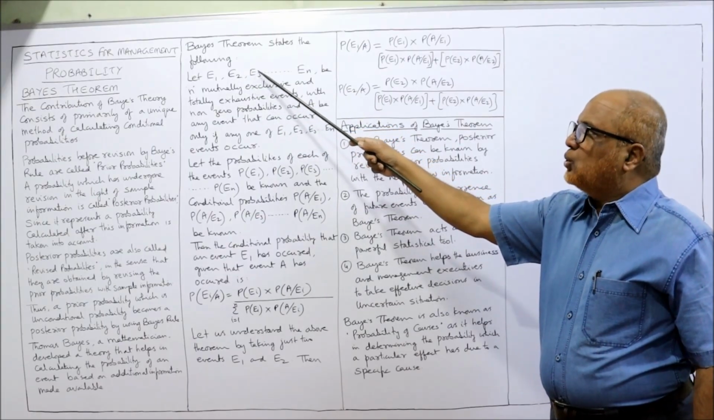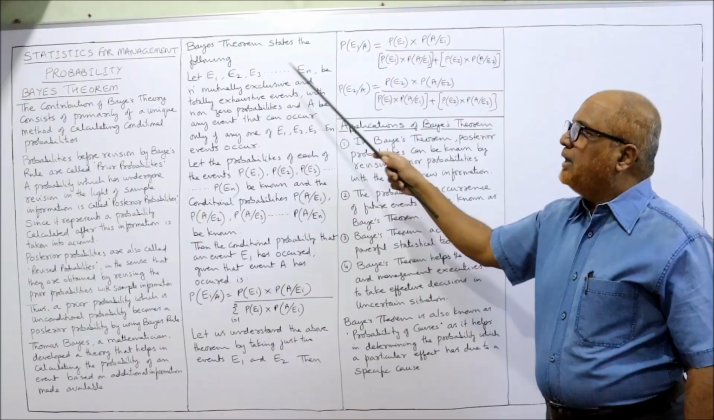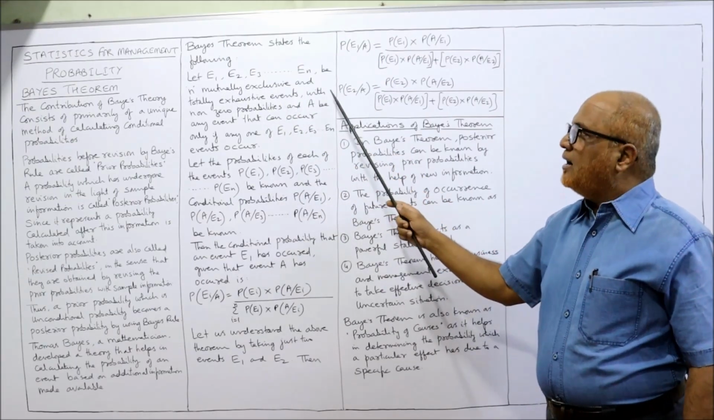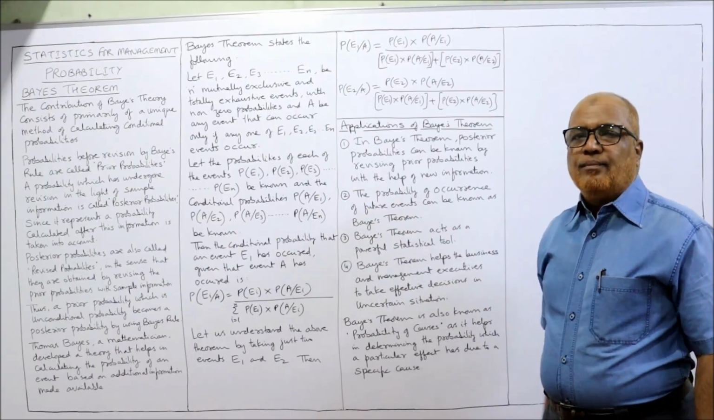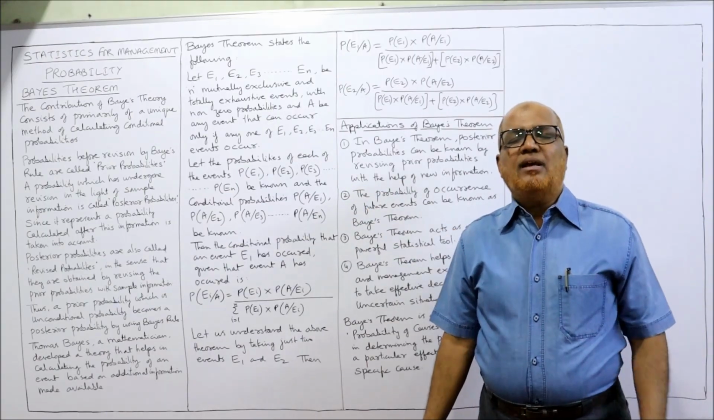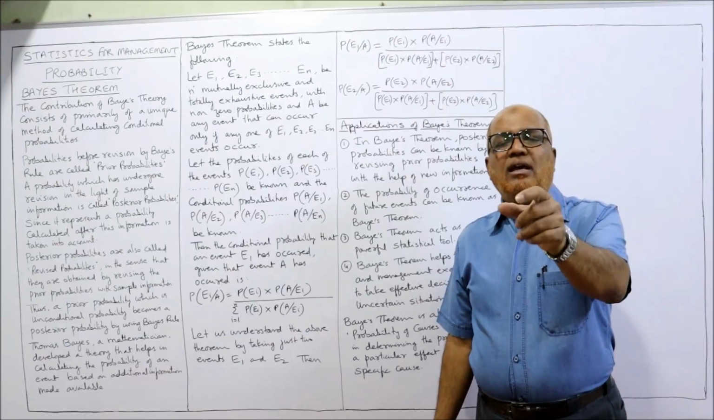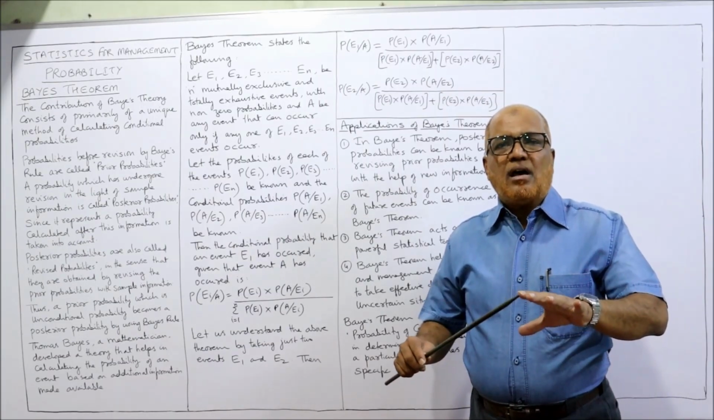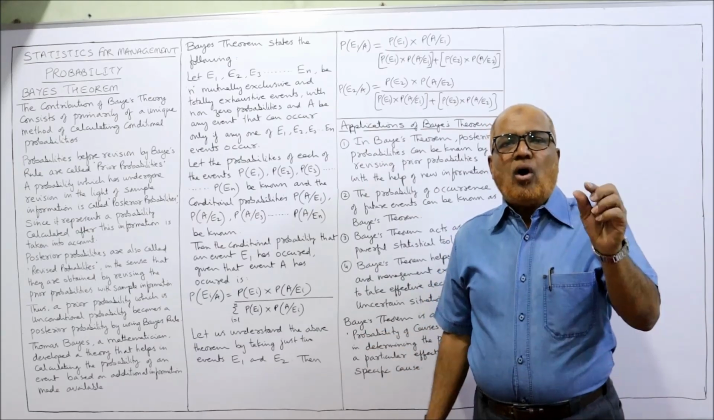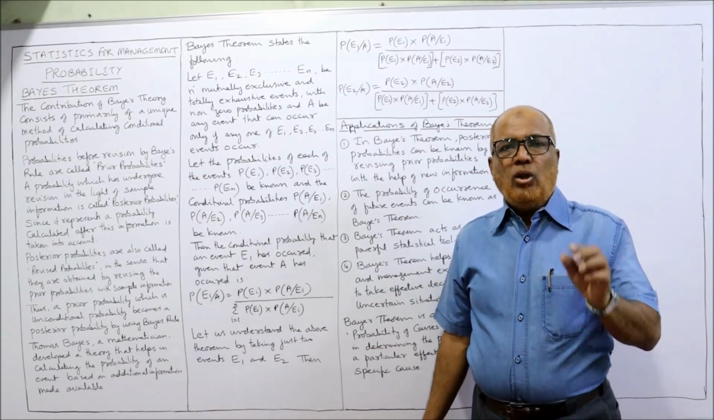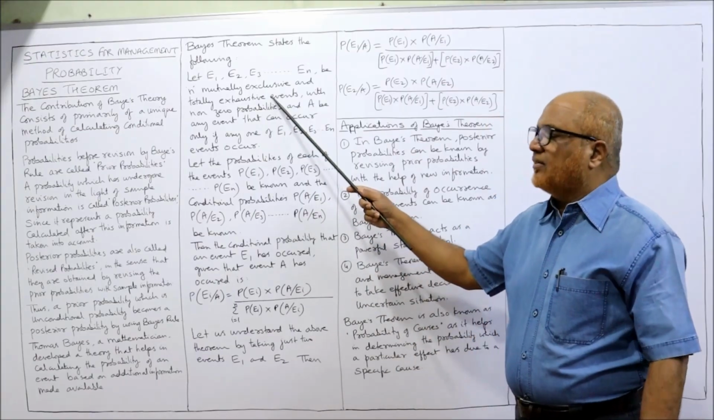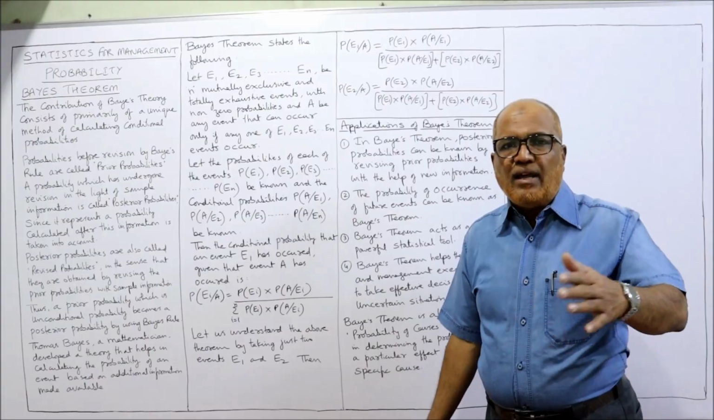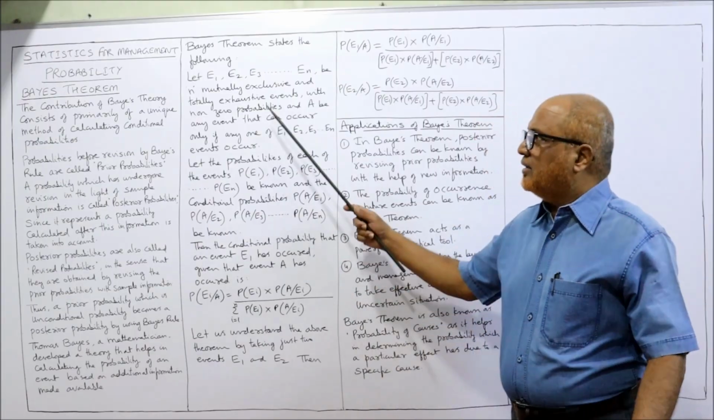Let E1, E2, E3 up to En be n mutually exclusive and totally exhaustive events with non-zero probabilities. First of all, imagine there are events: E1, E2, E3, E4 up to En. These events are unconditional events with non-zero probability, and they are totally exhaustive. It is not an infinite, but a finite number of events.